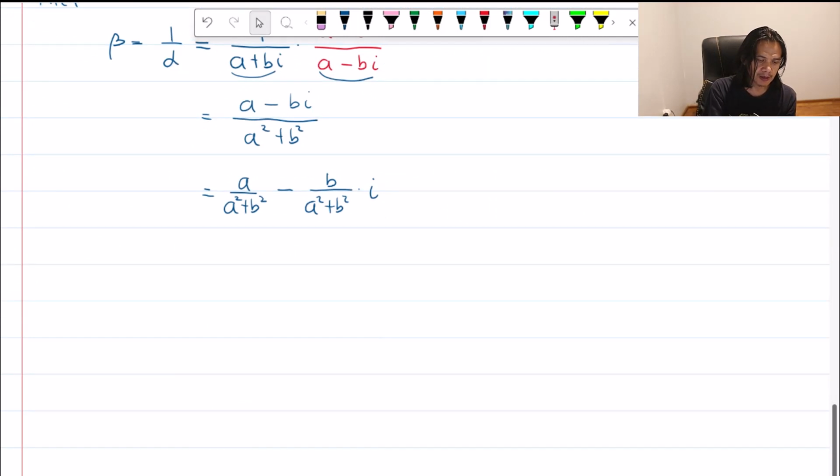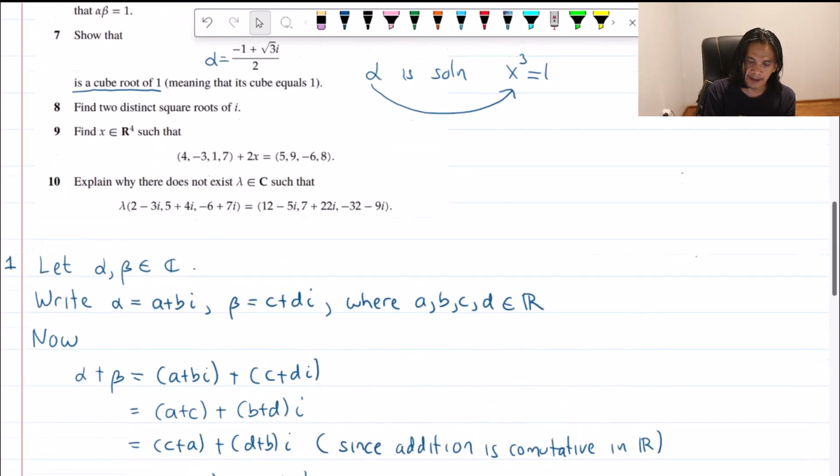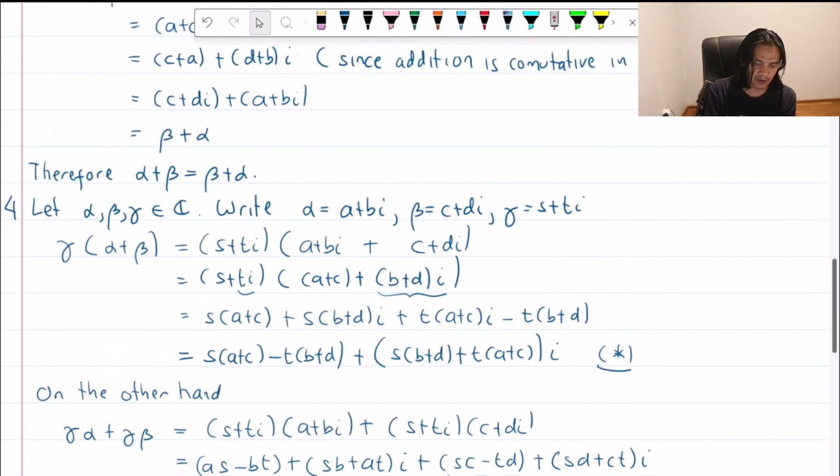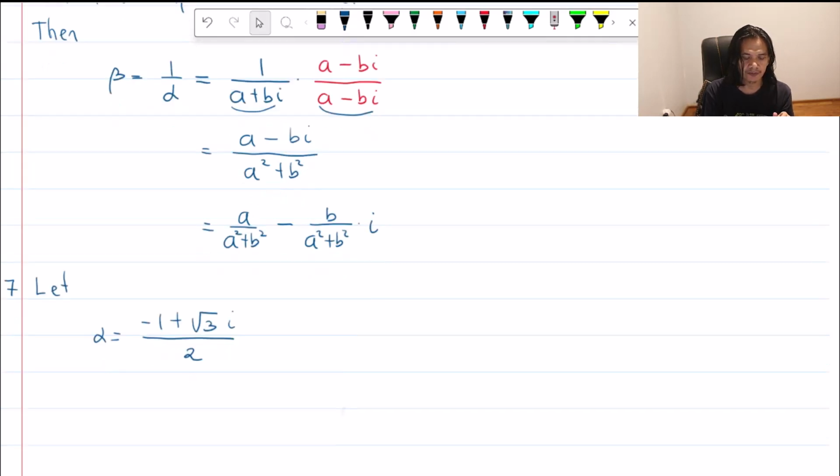So problem number 7. What is alpha? -1 + √3i. Let alpha be (-1 + √3i)/2. Okay.